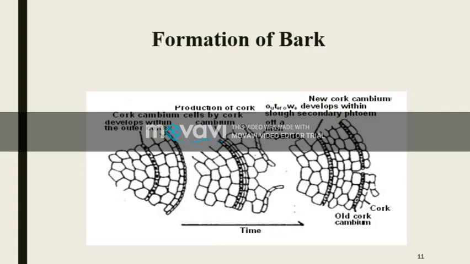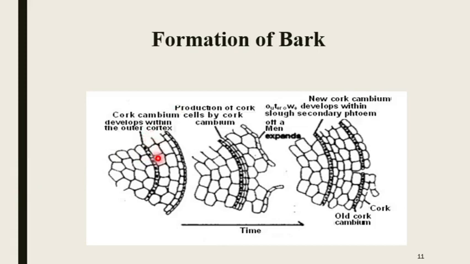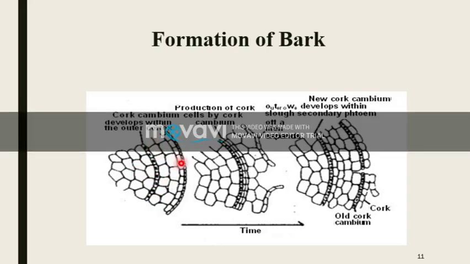Formation of bark. Here is the diagram of how bark is formed. First of all, cork cambium is formed, which is meristematic in nature. It forms two layers, on the inner side as well as on the outer side. On the outer side it forms cork, where the deposition of suberin takes place, and it is a hard layer.